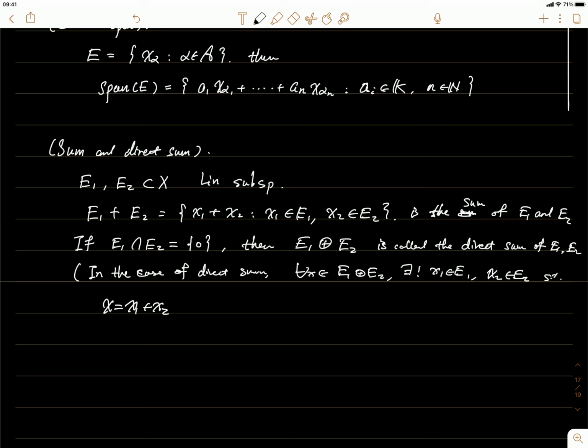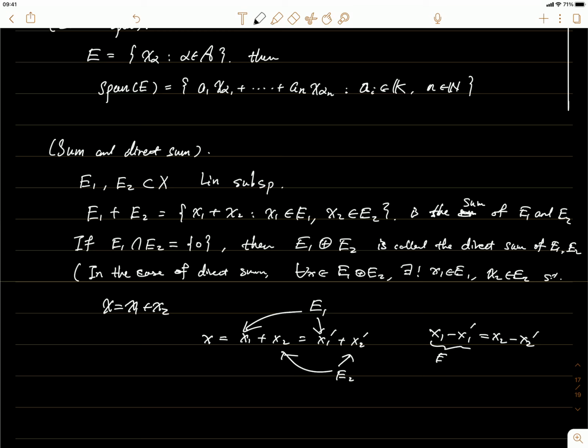Okay, because if not, then you will be able to say, I have x, I can write it as x1 plus x2. At the same time, it's also equal to x1 prime plus x2 prime, where x1 and x1 prime are in E1, and x2 and x2 prime are in E2. And then you can move the x1 prime to the left, x2 to the right. You have x1 minus x1 prime equals x2 minus x2 prime. So on the one hand, this is in E1. On the other hand, this is in E2.